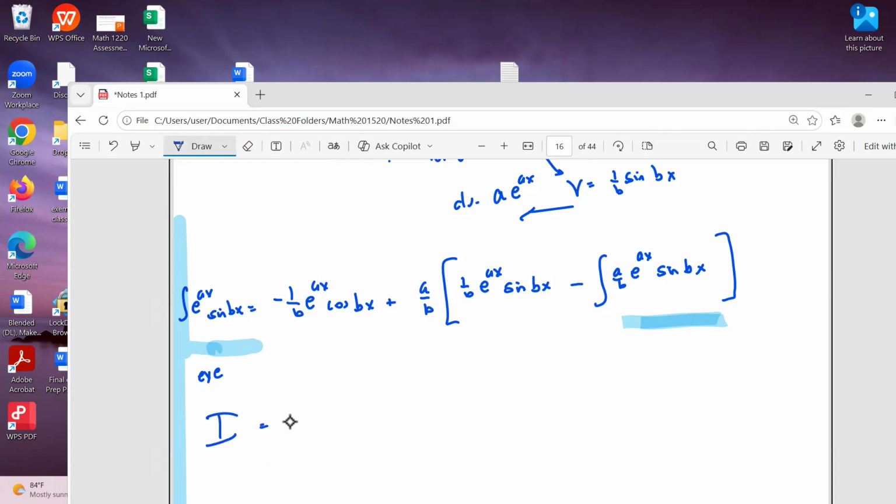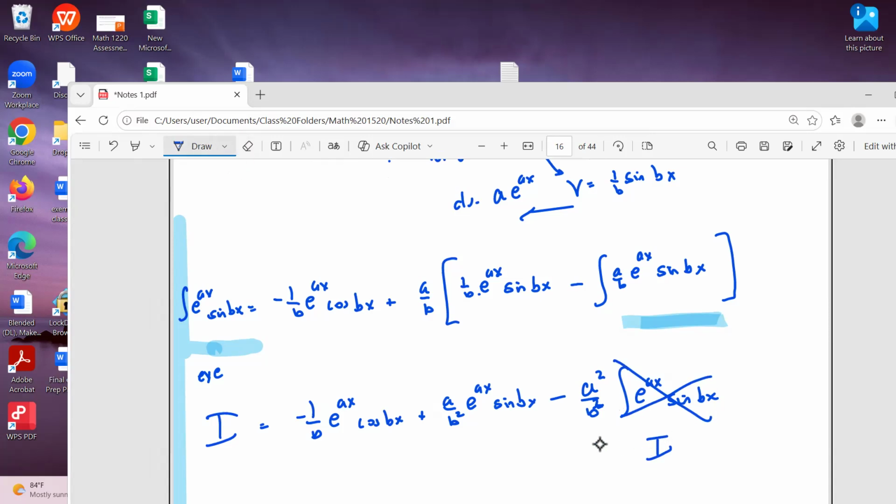So we have I equals negative 1 over b e to the ax cosine bx plus, I'm going to factor this a over b here. So we have a over b squared, like multiplying it here, e to the ax sine bx minus a over b, a squared over b squared, right? Because these are going to combine together. So we have a squared over b squared integral e to the ax sine bx. Oh, but I called this I. So we're going to call it I.